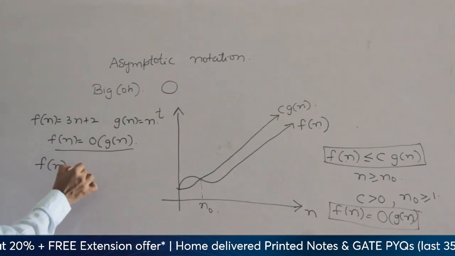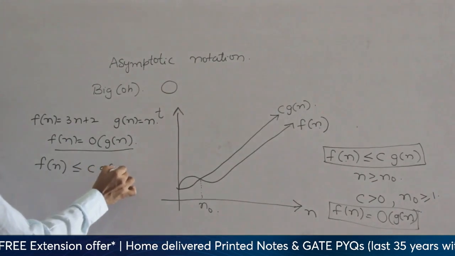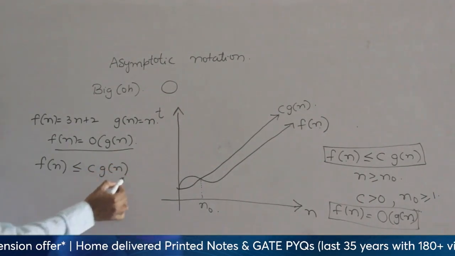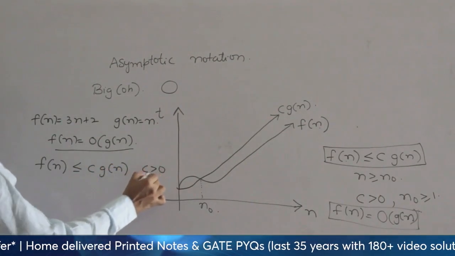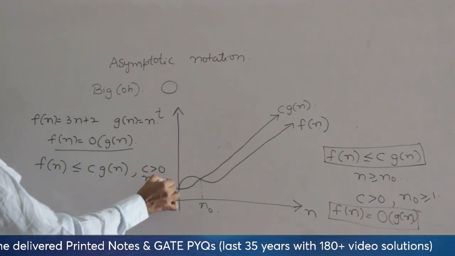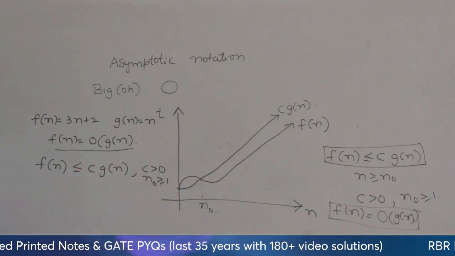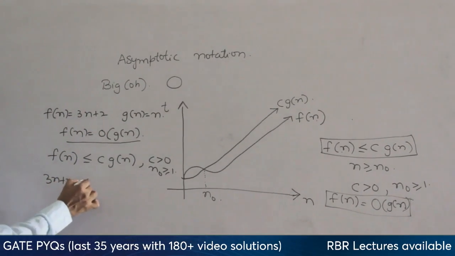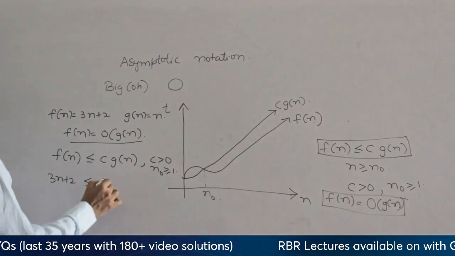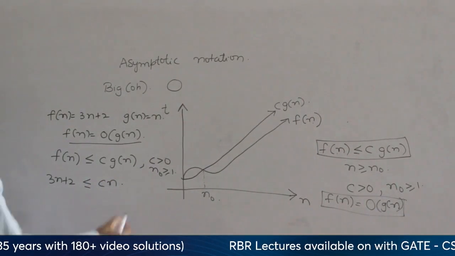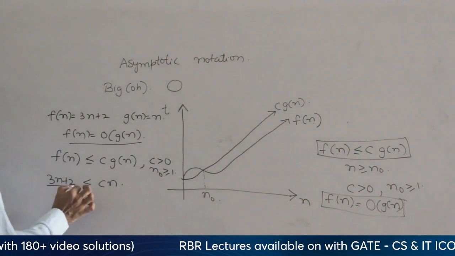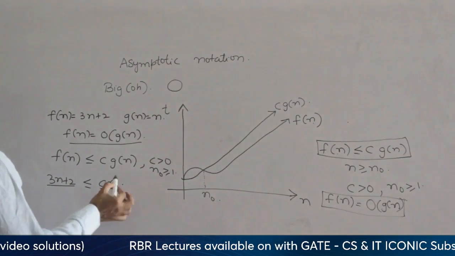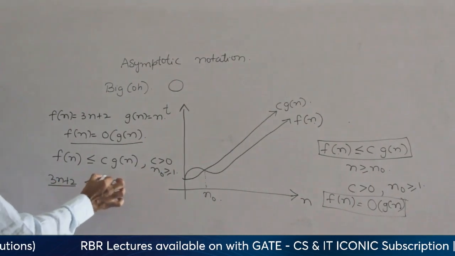f of n should be less than or equal to c into g of n for some c greater than 0 and for some n naught, for n greater than or equal to 1. Now what is f of n? 3n plus 2 should be less than or equal to c into n. Now when can 3n plus 2 be less than or equal to cn? You can substitute any value for c.